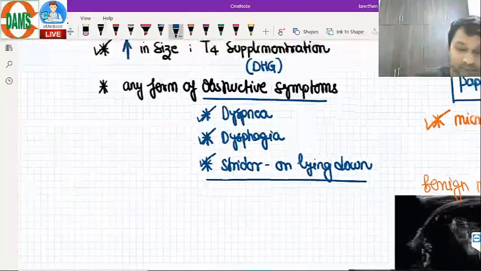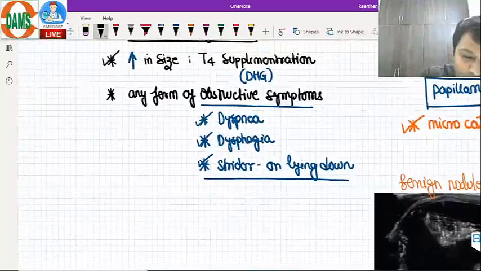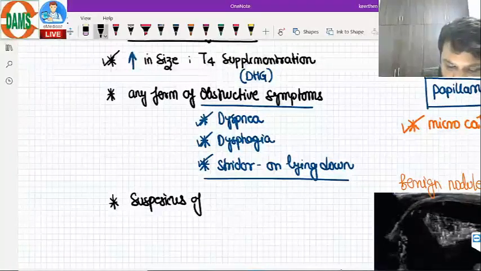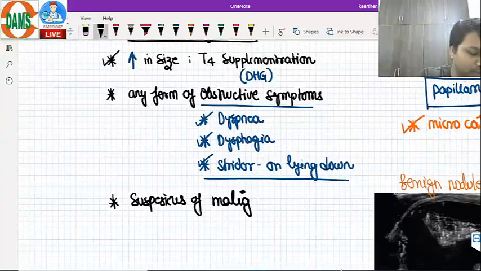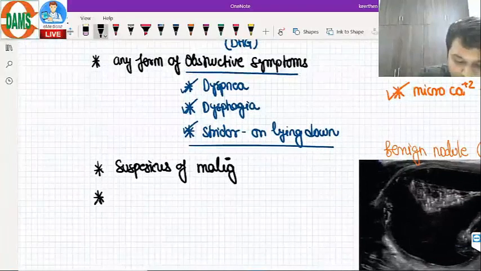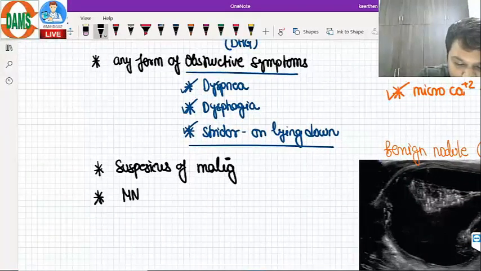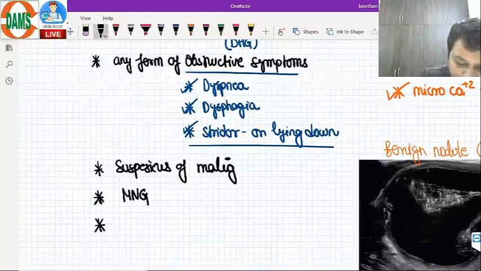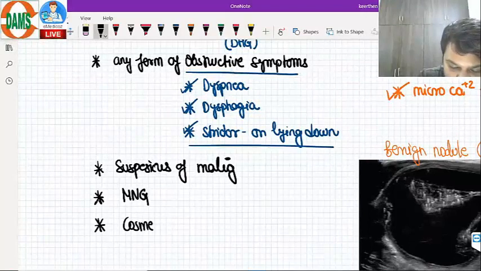At any point, if you are suspicious of malignancy, you should go ahead with surgery. Another one, if the patient has multinodular goiter. Multinodular goiter itself is an indication for surgery. Last but not the least, that is cosmetic.